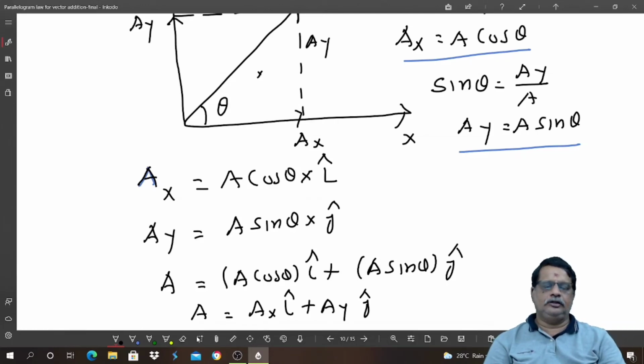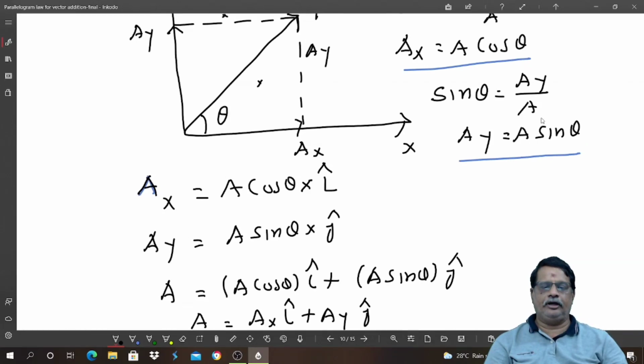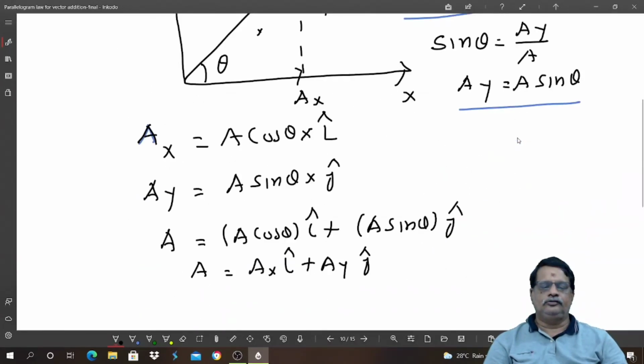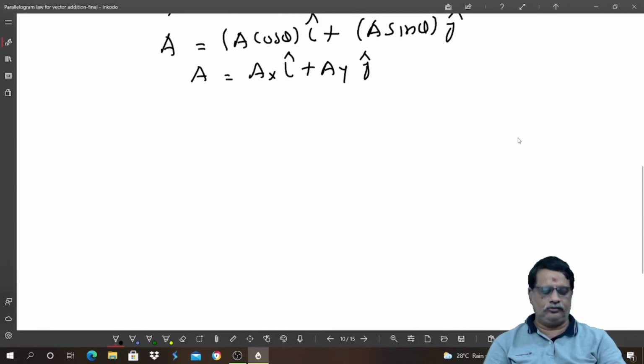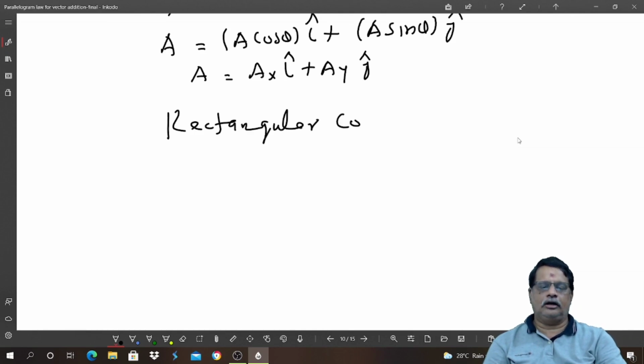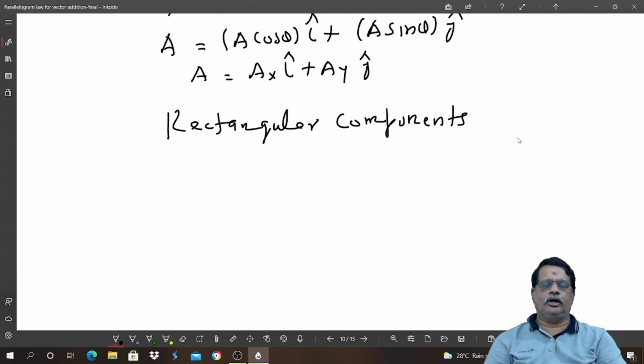Now you see, these two components are mutually perpendicular. Look at the diagram. Both ax and ay are mutually perpendicular. So they are called rectangular components. So these two components are also known by the name rectangular components. Rectangular components means the components are mutually perpendicular. So the two components ax and ay are mutually perpendicular.